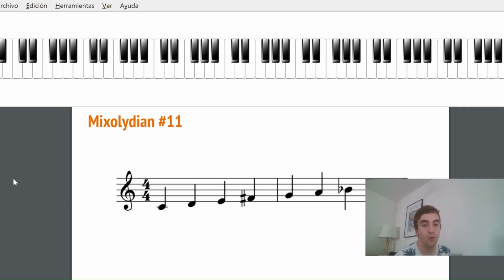Let's now get into some of the more advanced topics. I'm going to be covering the Mixolydian sharp 11 scale. This combines the Mixolydian mode and the Lydian mode in order to get something which is full of tension and is perfect for playing dominant chords. Let's have a look at how this would sound. This is the scale used in the intro of The Simpsons.